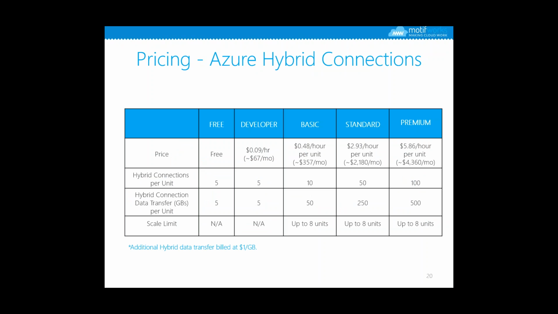And one of the most important pieces is the pricing. As I said before, Azure Hybrid Connection comes as part of the stock services, and the stock services come in 5 SKUs from Microsoft. We have a free tier where you can create 5 hybrid connections, and the data transfer limit is 5 GB. So you can use the free tier to test out connectivity and use it for any kind of sample applications.